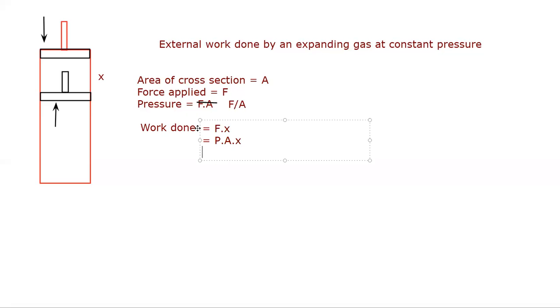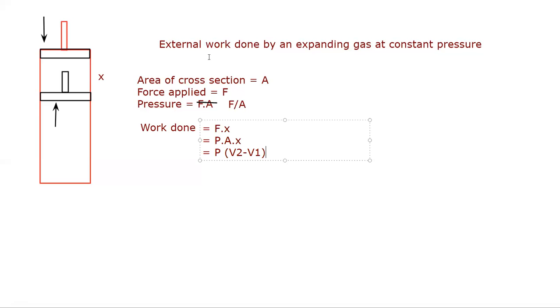Now A into x, what is A into x? A into x is nothing but the change in volume. Suppose at this point the volume was V1, and at this point the volume is V2. So the change in volume is A into x, and it is equal to V2 minus V1, final volume minus initial volume. So this is the amount of work done by an expanding gas at constant pressure, W = P(V2 - V1).